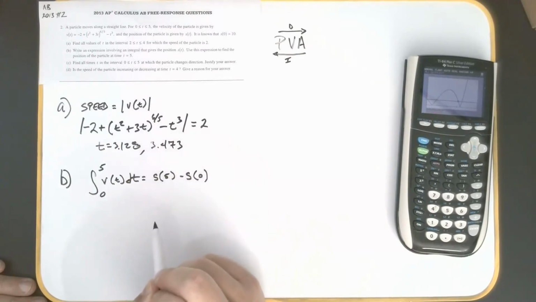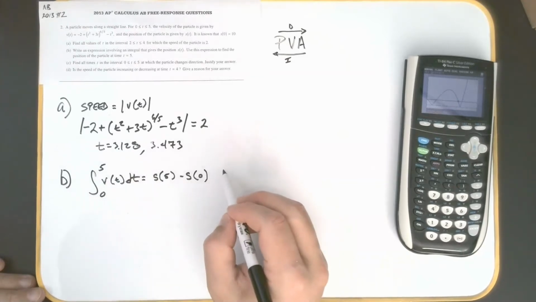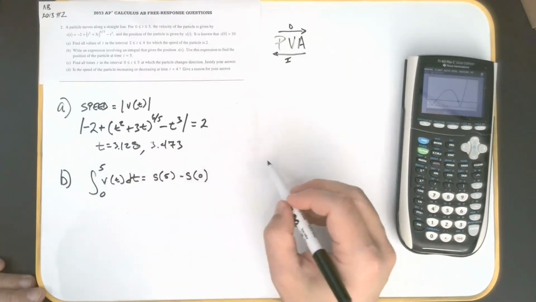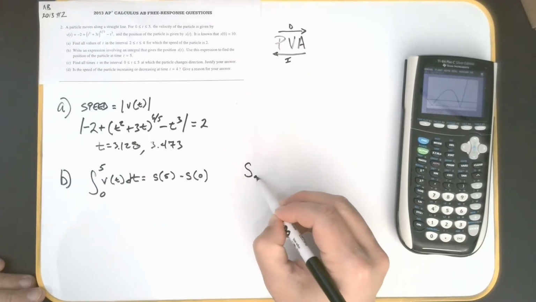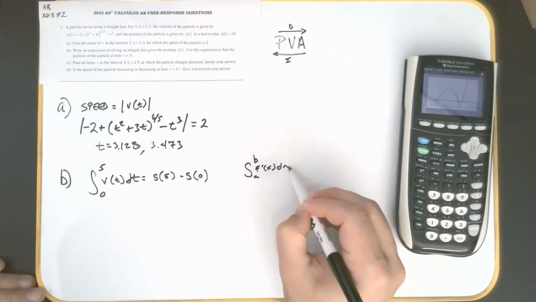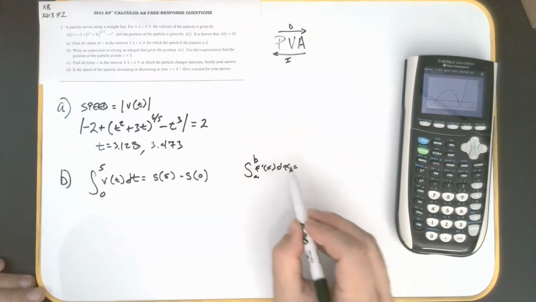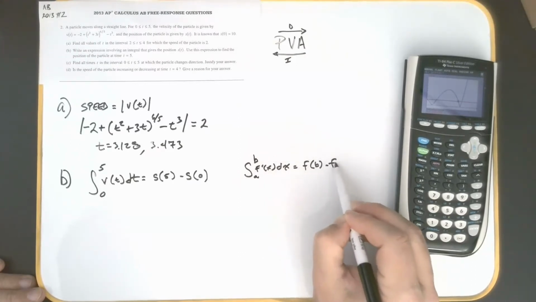Now just to clarify, to make sure you're not confused here, if you think back to earlier in the year, I'll write this briefly here. If you remember, if you're integrating from a to b of a derivative, the integral of a derivative is the original function evaluated, f of b minus f of a.